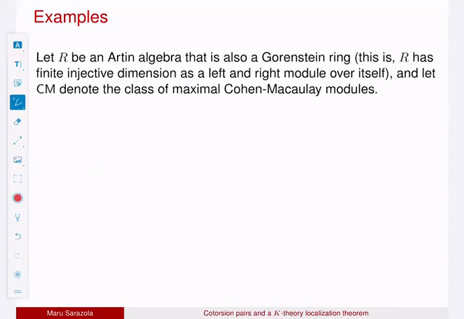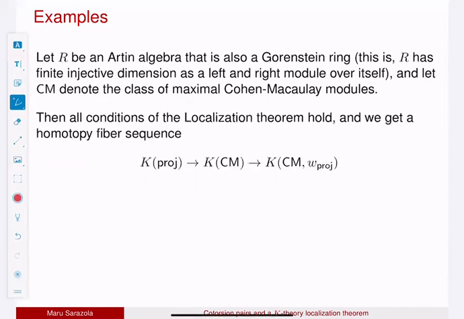And then finally, for a more geometrically flavored example, if we take a ring that is an Artin algebra in a Gorenstein ring, and we take its class of maximal Cohen-Macaulay modules, then one can show that all the conditions of the localization theorem hold, and that we get a homotopy fiber sequence relating the K theory of Proj, which as we know is K of R, and the K theory of the category of maximal Cohen-Macaulay modules by this new cofiber.